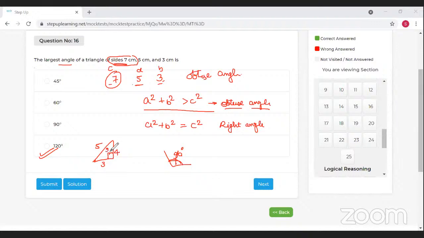90 degree. So opposite to the largest side is the largest angle. Similarly, the largest side here is 7 centimeter and it's an obtuse triangle, so it has to be more than 90 degree. Hence the answer is 120 degree.